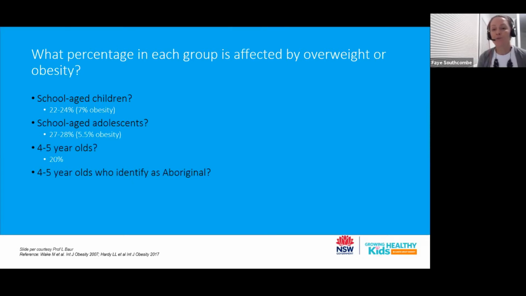And what about for 4 to 5-year-olds who identify as Aboriginal? We increase it to 28%. And then for school-aged children who are of a Middle Eastern background, it increases again to 42%.